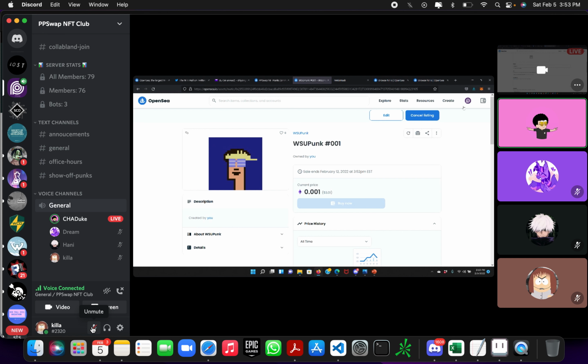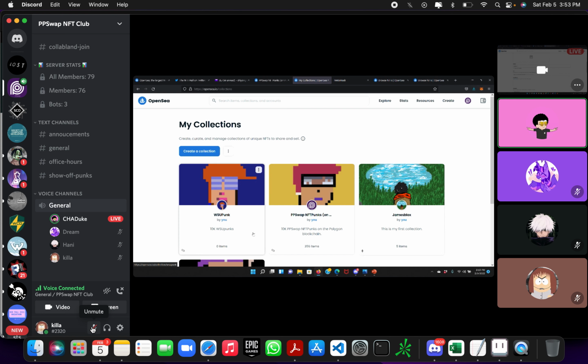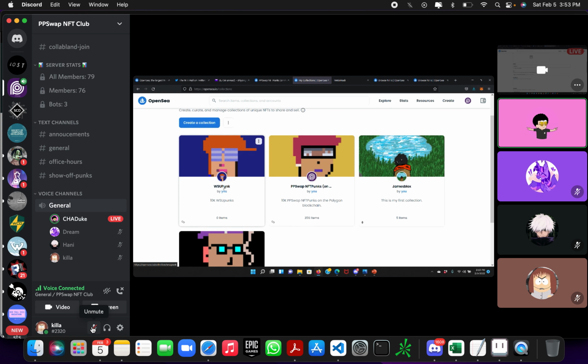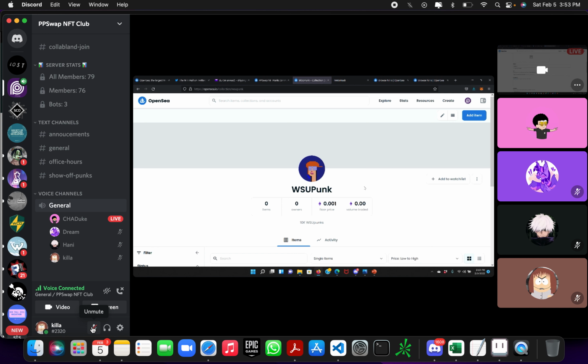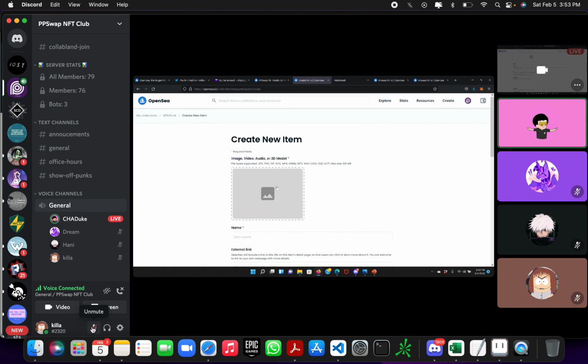And keep in mind, if you forget everything, just start from My Collection. So this is your starting point. Go back to My Collection, and then you choose the collection over here. Okay, and then you can add items again. This button will show up when you do this. Let's do just one more very quickly. The second one. So WSU Punk 002.